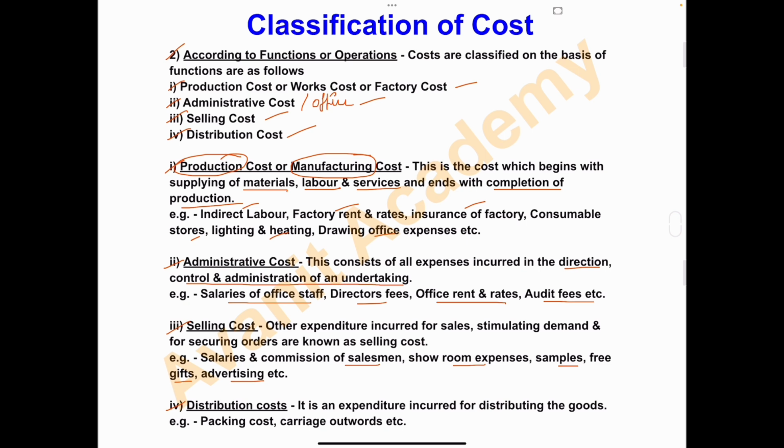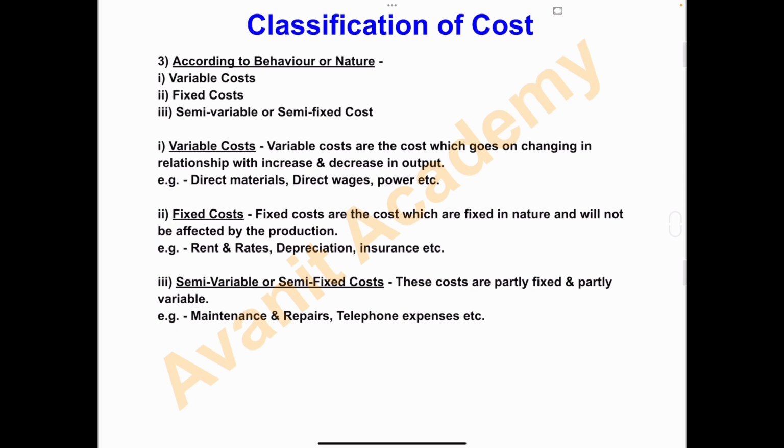Next we'll see the classification of cost according to their behavior or nature. According to their behavior, costs are classified into three parts, that is variable cost, fixed cost, and semi-variable or semi-fixed cost. Next, we'll see the variable cost. Variable costs are the cost which goes on changing in relationship with increase and decrease in output.